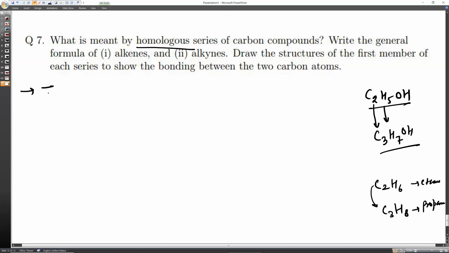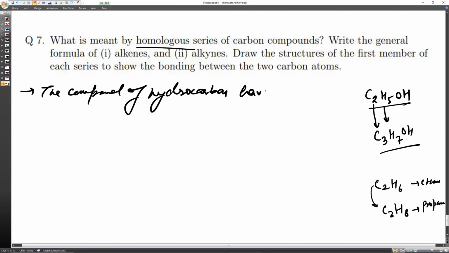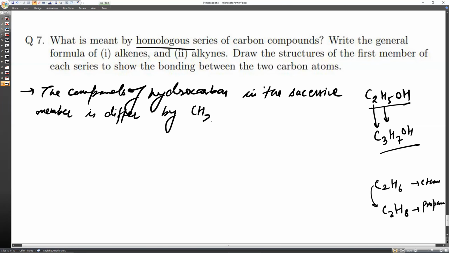If we write the definition: the compounds of hydrocarbons in which the successive members differ by a CH2 group. Okay, that is called a homolog.